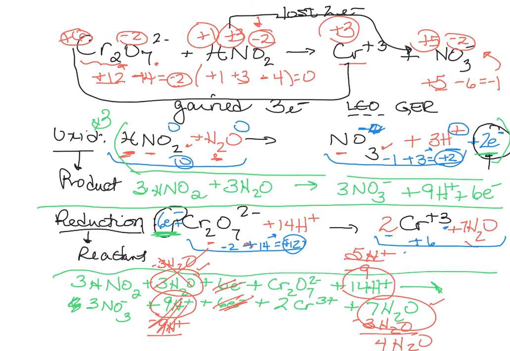All right, so the final answer is what is left, and I'm out of room. So you would just rewrite the 3 nitrous acid plus 1 dichromate ion plus 5 hydrogen ions gives 3 nitrate ions plus 2 chromium 3 ions plus 4 water molecules. And that is your answer. I hope that's helpful.